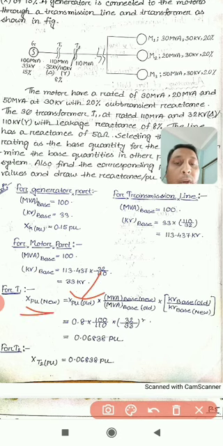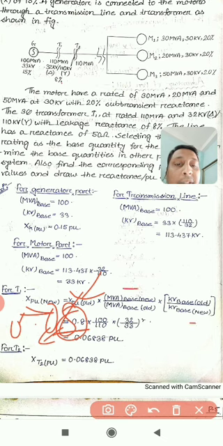What is the old value? The old value is given as 0.08. That should be 0.08, so make a correction: it is 8%, so it will be 0.08. Then what is the MVA base new? These are the new bases, MVA and kV. These are the old bases. What are the old bases?